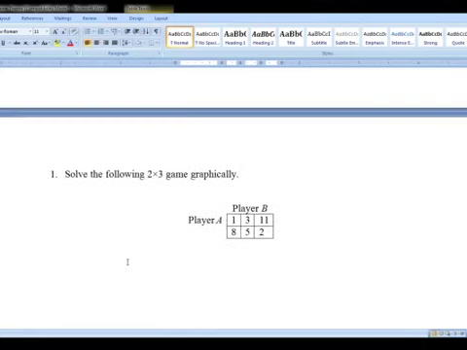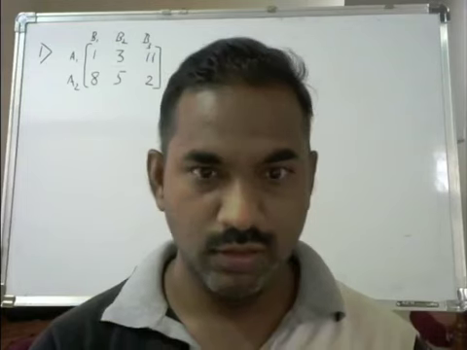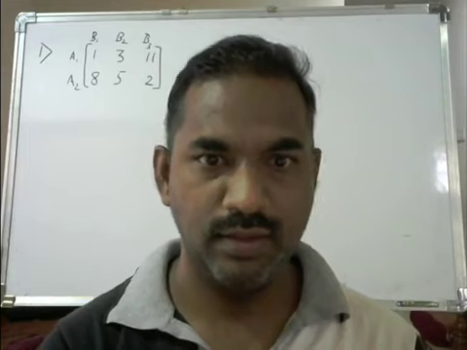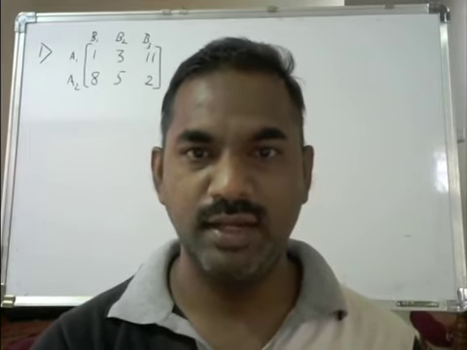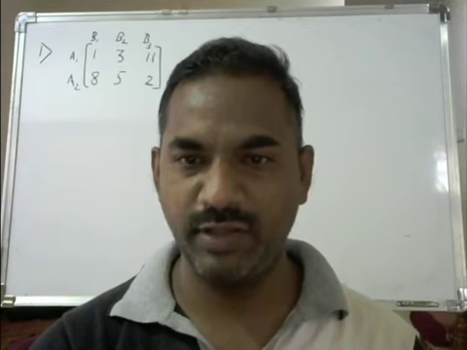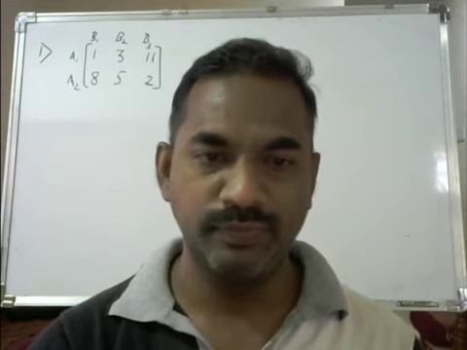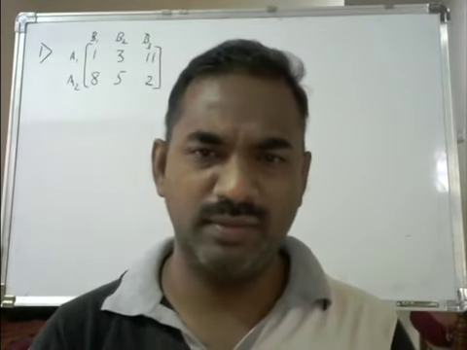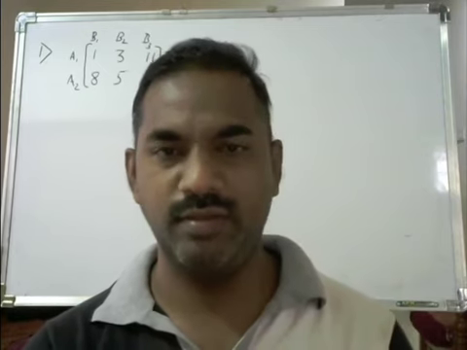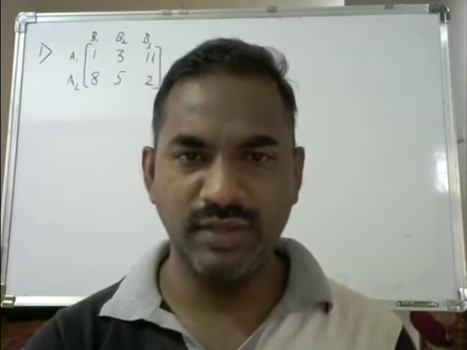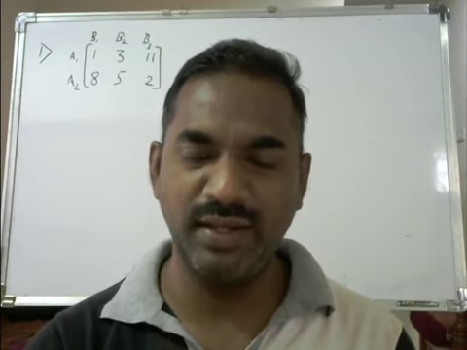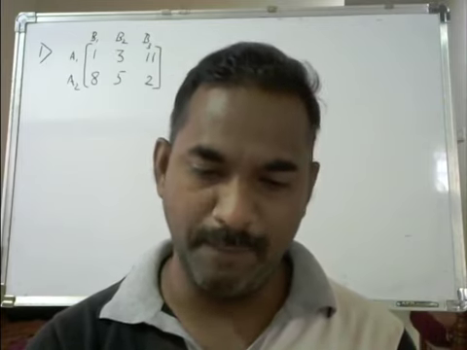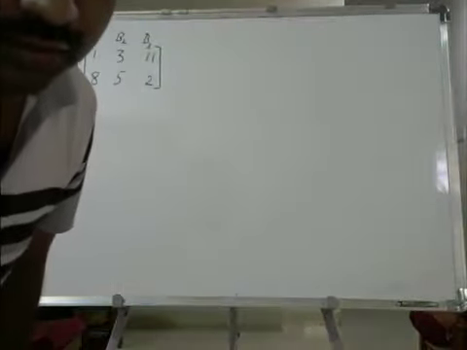Let us take this problem for example. This is basically a 2 by n game, so it is this type of game. You might get this type of game also. The procedure for solving the games remains the same. Just here and there you need to change a few things. So, solving the following 2 by 3 game graphically, you will get the value of the game. Alright, so let us quickly go and solve this problem.